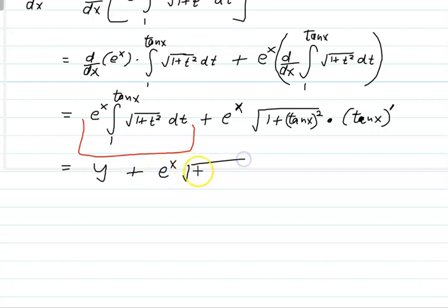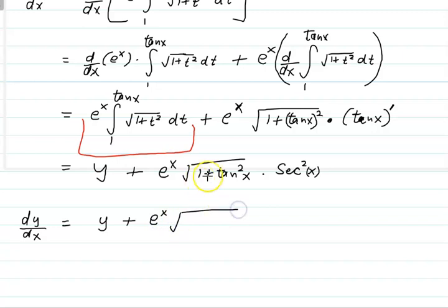And the second part is simplified to 1 plus tan squared x times the derivative of tan x, which is secant squared x. So we can write the derivative dy over dx equals y plus e to the x, and 1 plus tan squared x, we can apply the identity over here. It can be simplified to secant squared x. 1 plus tan squared x is equal to secant squared x.